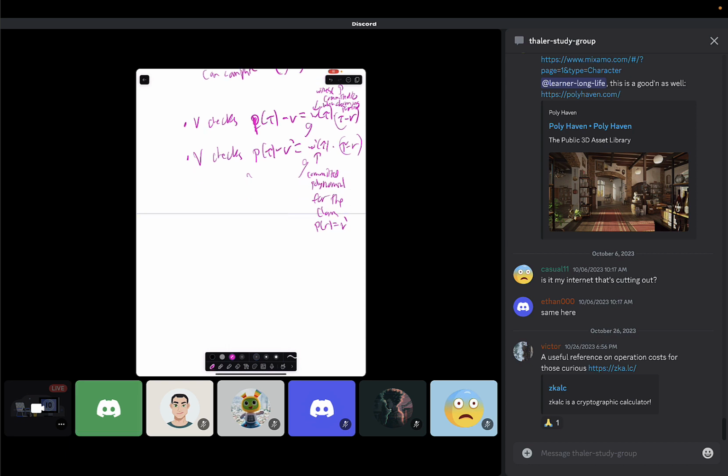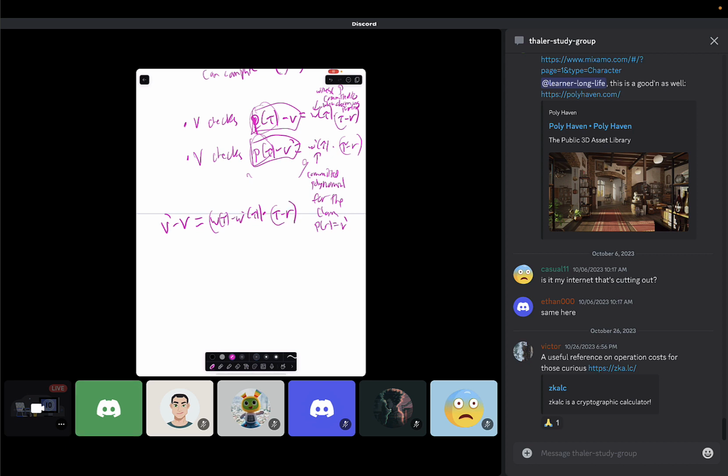If you subtract the two equations from each other, subtracting these two left-hand sides, what you get is the first one minus the second one is v prime minus v, because the p of tau's cancel. And then the right-hand side is w of tau minus w prime of tau, times tau minus r.